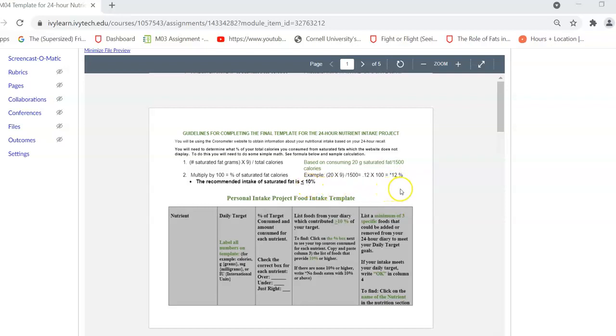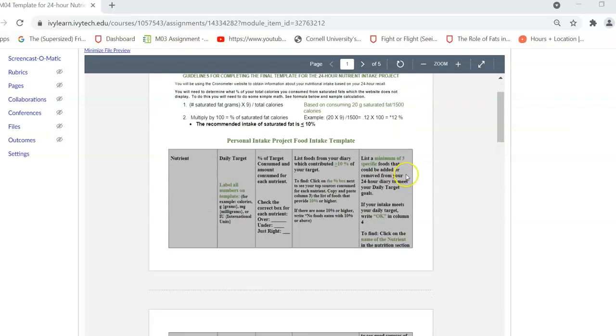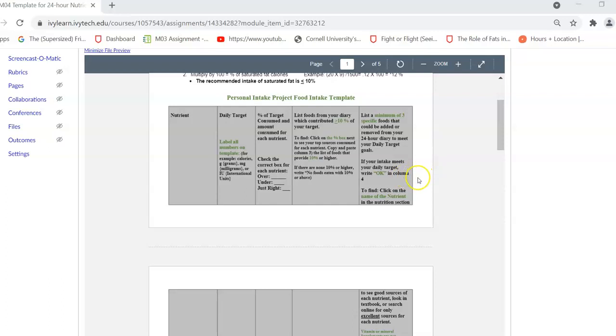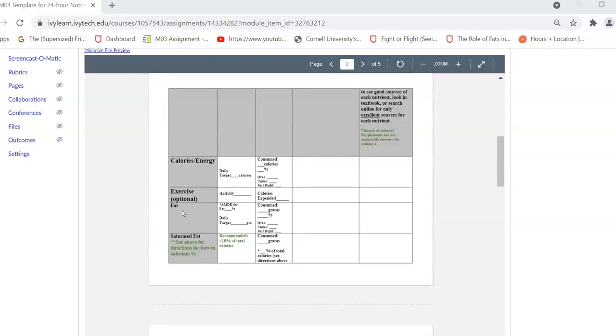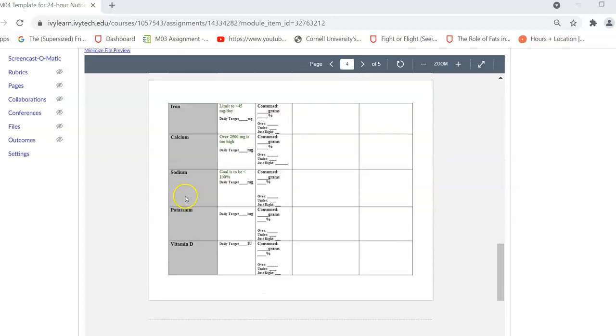Okay, so this is here for you to review when you go to do that. And remember, you'll refer to your Chronometer website to see what your grams of fat were from the saturated fat. Okay, so let's go down and look at the template. The first column, you will be listing your nutrients. As you can see down here, we've got calories all the way down until vitamin D.